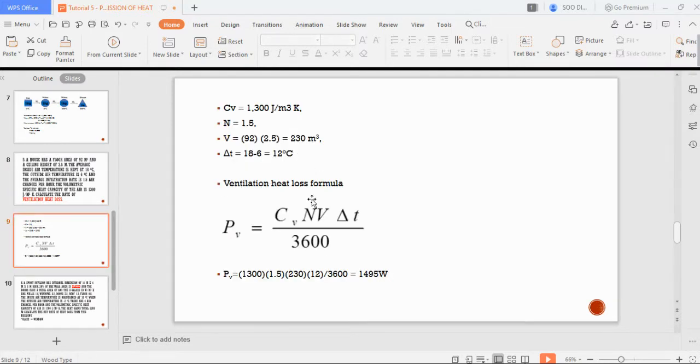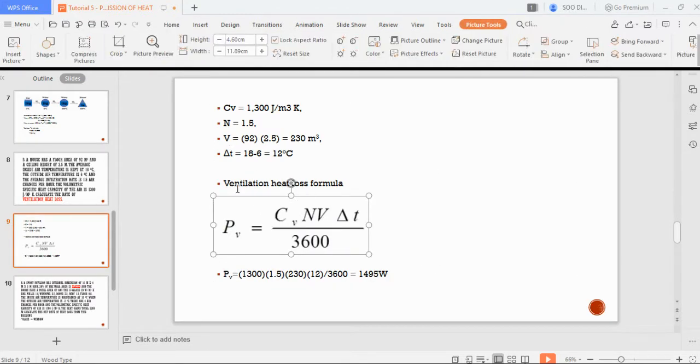So using this ventilation heat loss formula, you substitute all this value in, you get that the ventilation heat loss is 1495 watt. So this is pretty straightforward on the application of this formula.